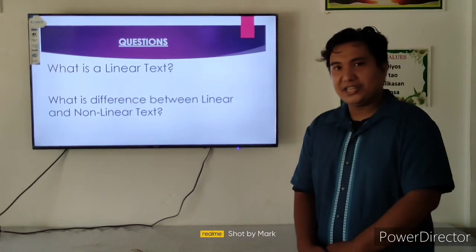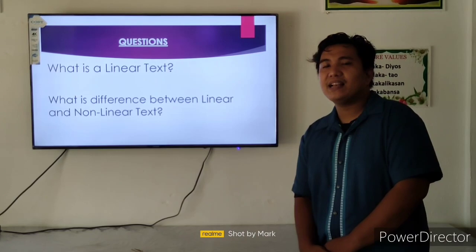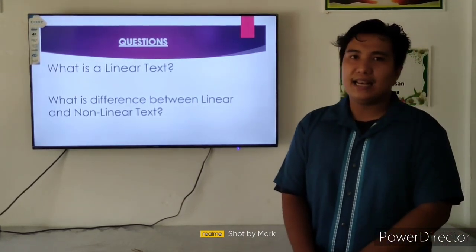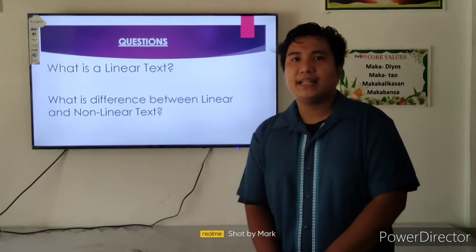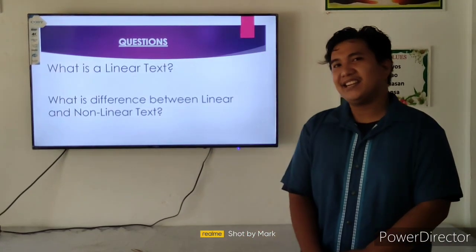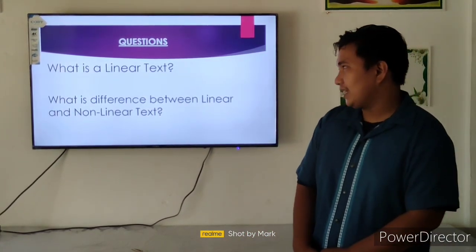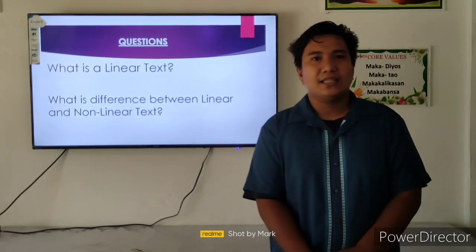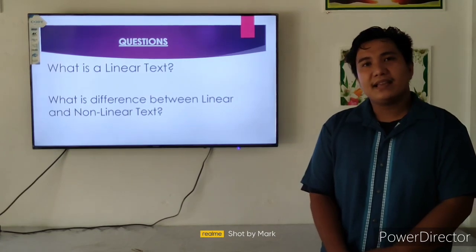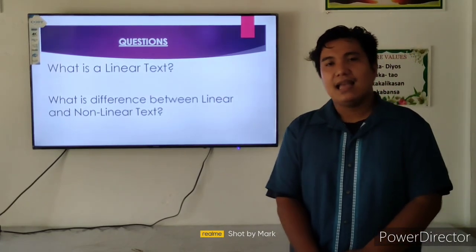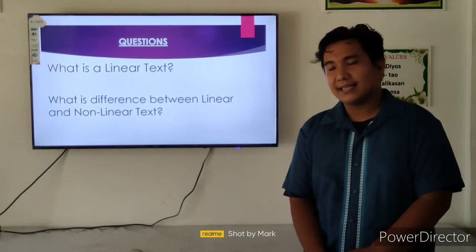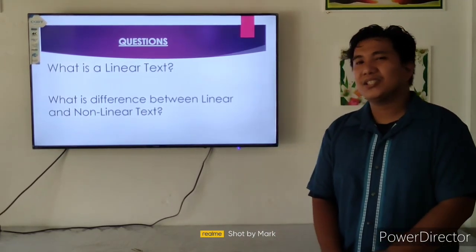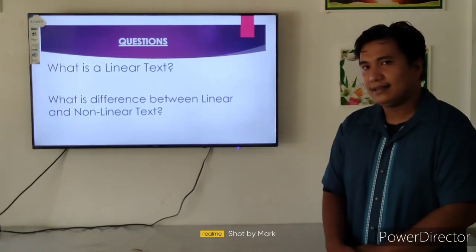What is a linear text? The learners will have to brainstorm and identify the meaning of a linear text based on the things that we have discussed earlier. The next question is, what is the difference between linear and nonlinear text? They have to make analysis and comparisons of linear and nonlinear text, also based on the things that we have learned.